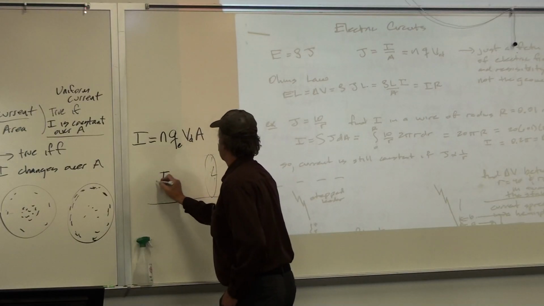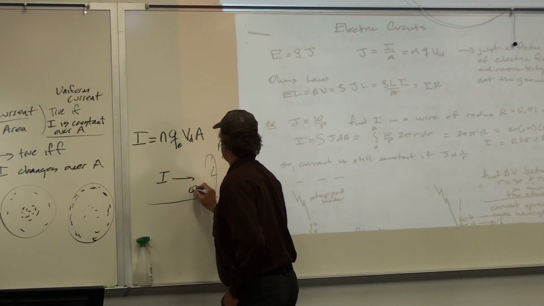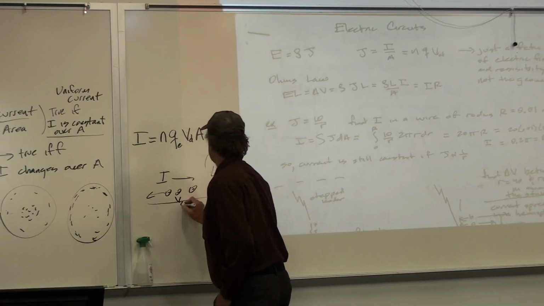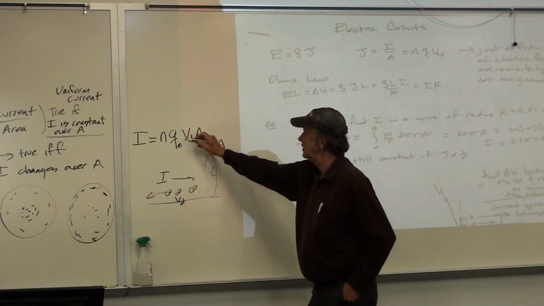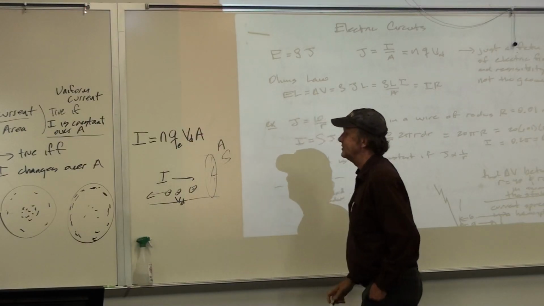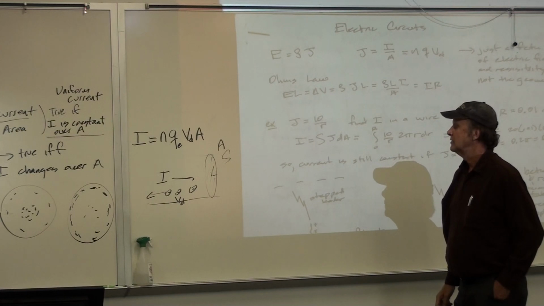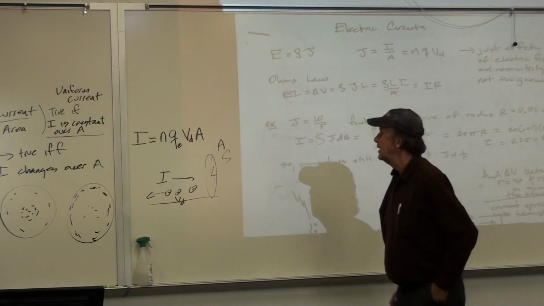And so we have a current flow this way, which means that the electrons would actually be going the other way with an average velocity that would be v drift. The charge on the electron is negative, v drift is negative. So it's as if we had positive charge carriers moving to the right.